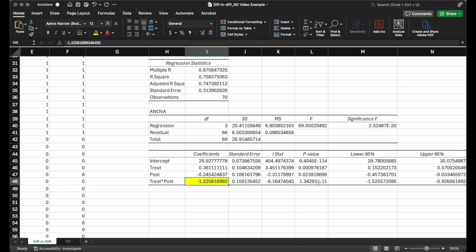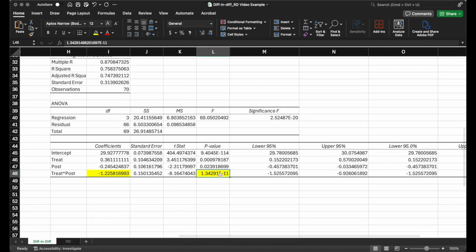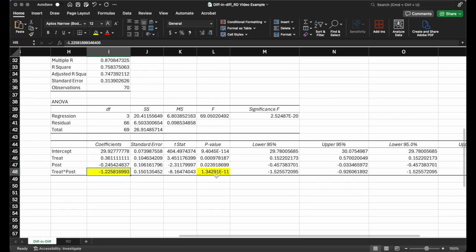But it also gives us right here a p-value, so now we can assess whether this is statistically significant. This is in scientific notation. The E minus 11 means that there are 11 zeros before these numbers here, so this is a very, very small value. Remember, the p-value is the probability that this finding, this difference, is due to chance. If this is really low, the likelihood of this happening just by chance is very small. So it means that the policy had a statistically significant effect.